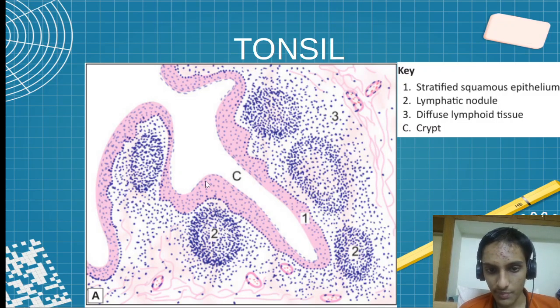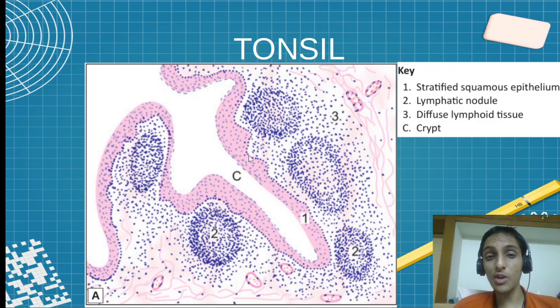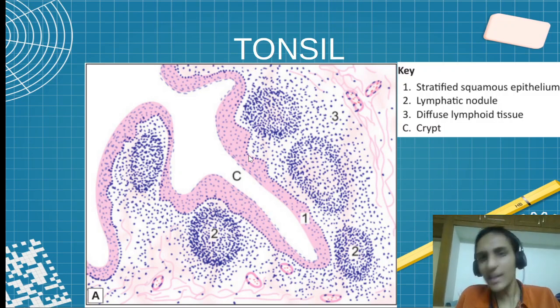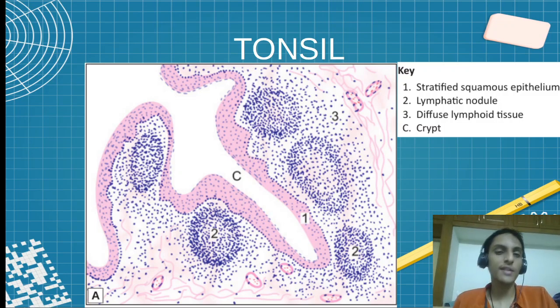This crypt. This will be the most important feature, the crypt. Please don't confuse, crypt is also there in intestine, that is the crypts of Lieberkühn. That is totally different, okay? That is in the intestine, that is crypts of Lieberkühn. This is a different crypt, okay? So we will see now.